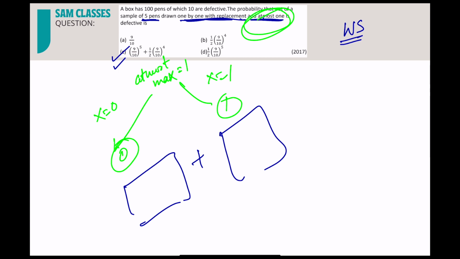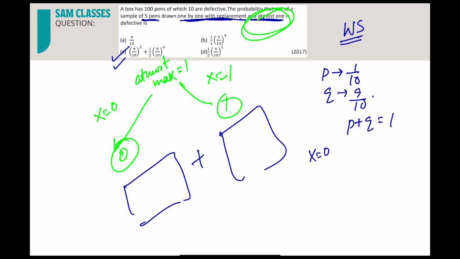Now let's see the proper method of solving it. Success, let's say 1 by 10, the defective ones, and failure, let's say 9 by 10, good ones. Okay, now what you have to see? P plus Q is equal to what? 1. Success plus failure is equal to 1.